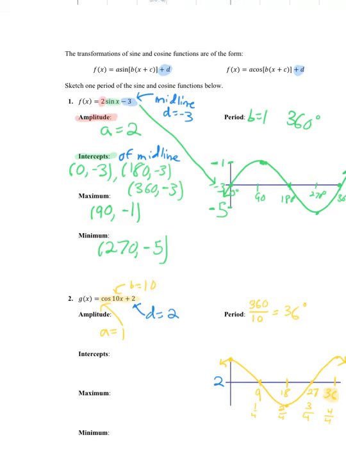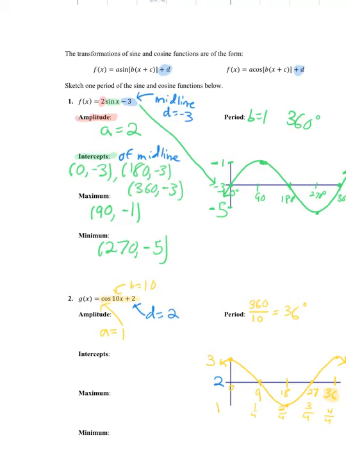And then this function started at 0. So we go from 0 degrees to 36 degrees for one full rotation. Because the a value is 1 and the midline is at 2, we're going to go up 1 from 2, which is to 3, and we're going to go down 1 from 2 to 1. So that's how we're going to label the y-axis this time to represent what one period of the graph looks like.